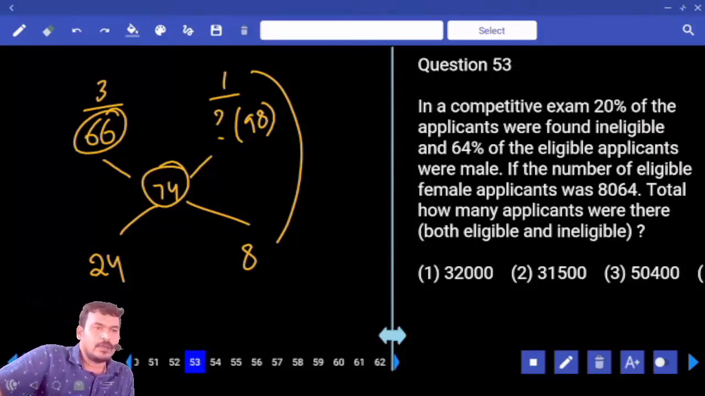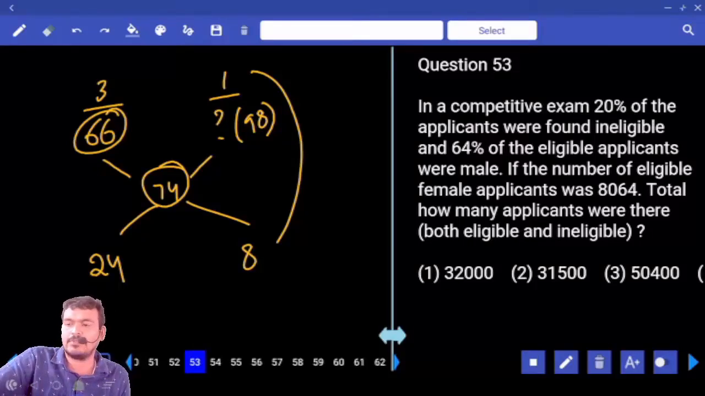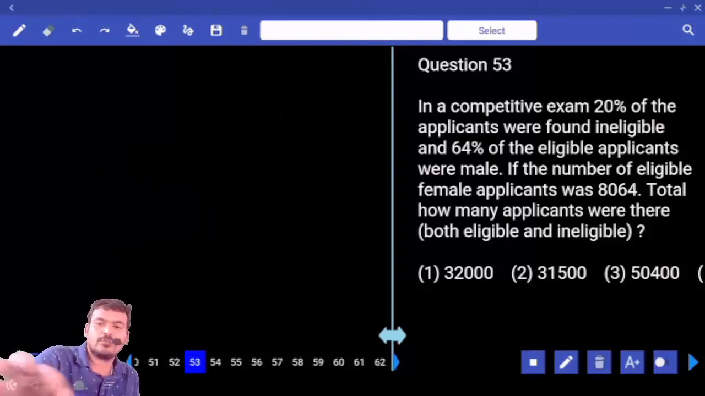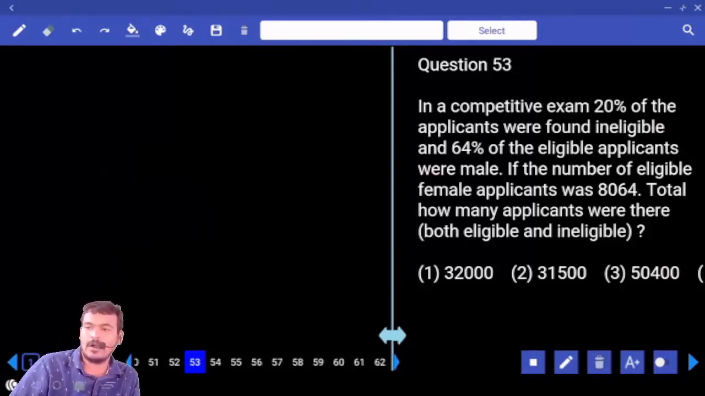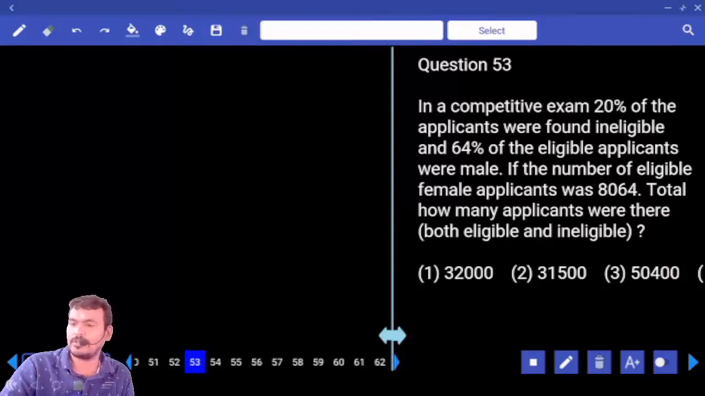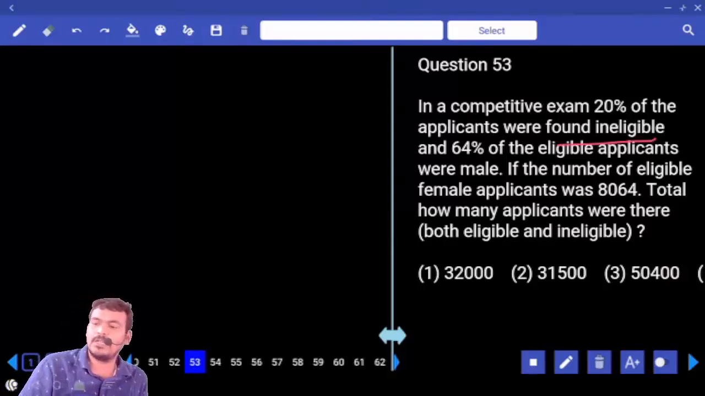Question number 53. In a competitive exam, 20% of the applications were found ineligible and 64% of the eligible applications were male. If the number of eligible female applicants was 8064, in total how many applications were there? Both eligible and ineligible or not? Suppose total applications are 100%. Out of 100%, 20% are which one? Ineligible. Means eligible value 80% or not?